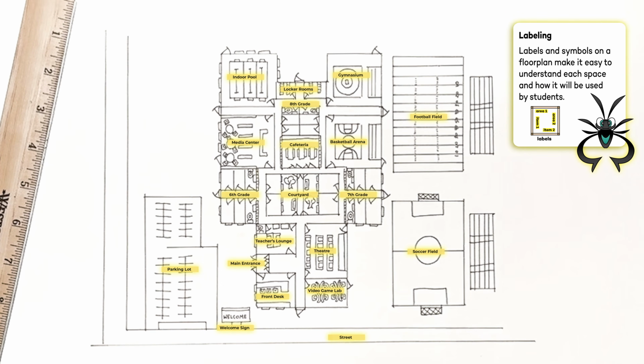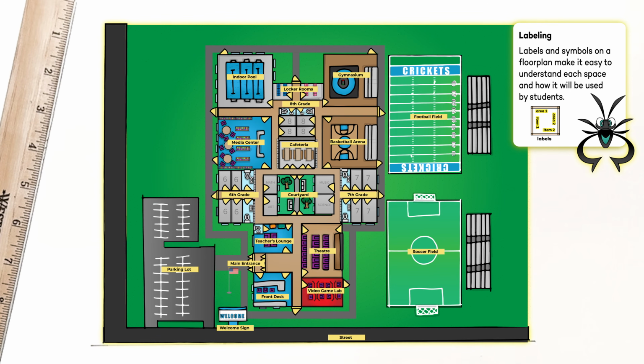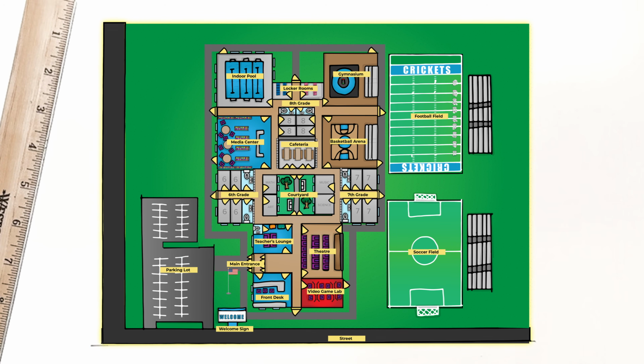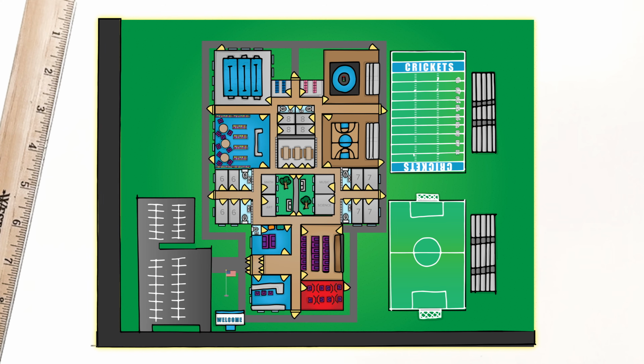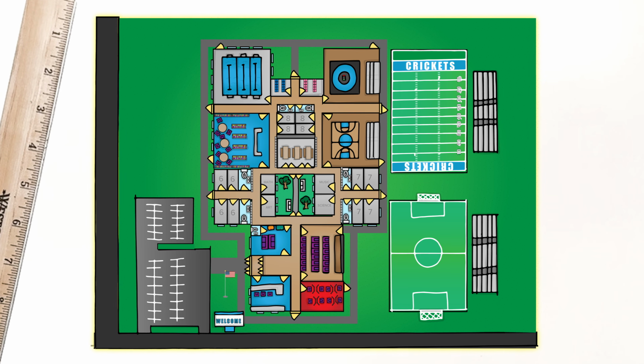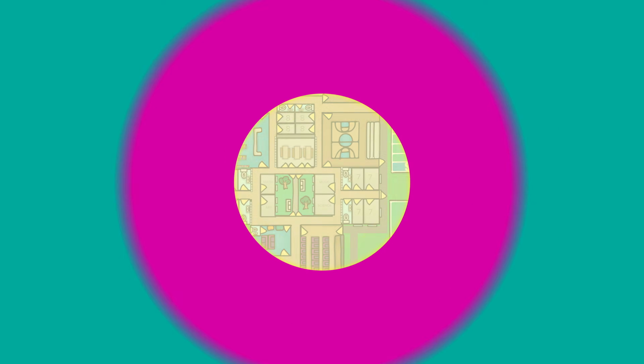Finally, let's label each section so our blueprint is easy to read. Good labeling makes a big difference when you're planning a space. And there it is, your very own dream school. Big classrooms, indoor pool, game labs, and athletic fields. Now that's a school we'd all love to go to.